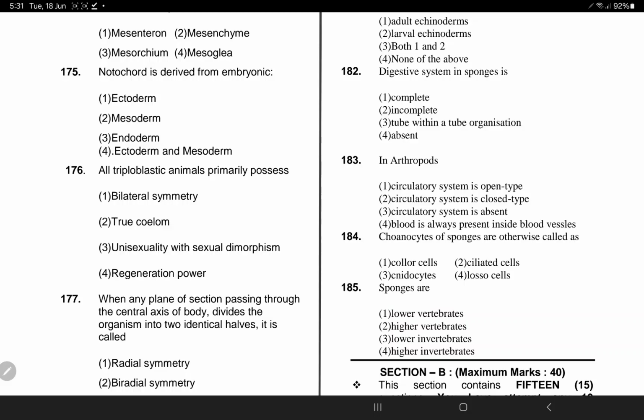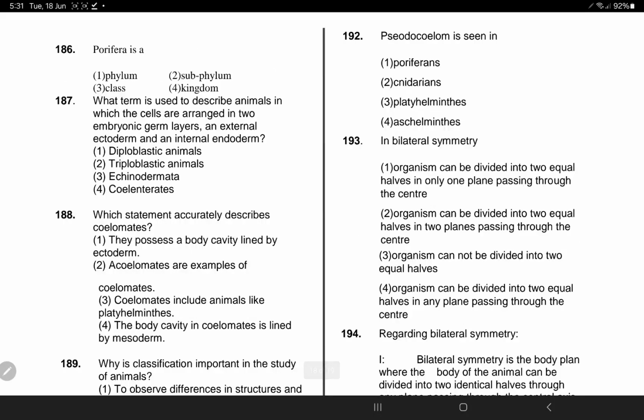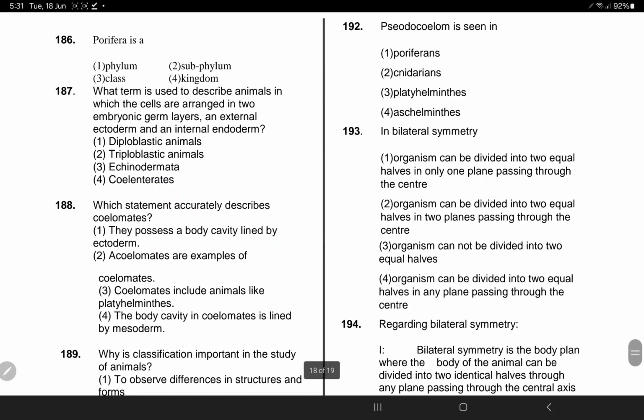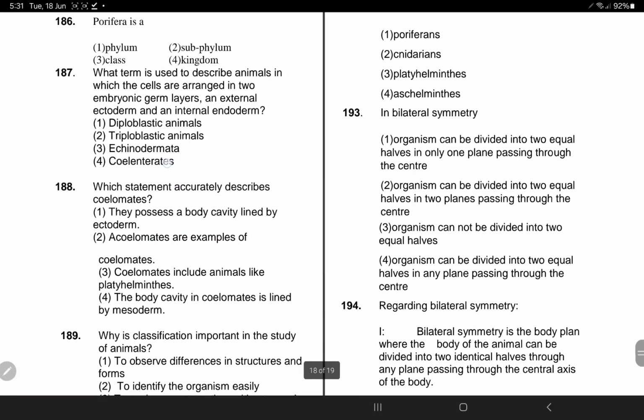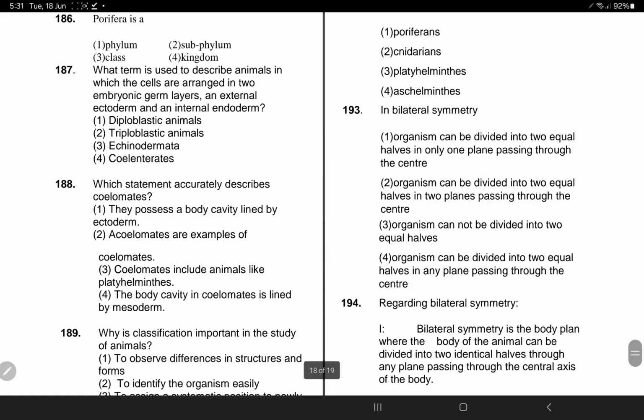Sponges are lower invertebrates. Option 3 is correct. Porifera is a phylum. So the category will be the phylum. The term used to describe animals where the cells are arranged in two embryonic germ layers, an external ectoderm and internal endoderm: diploblastic. Option 1 is correct.